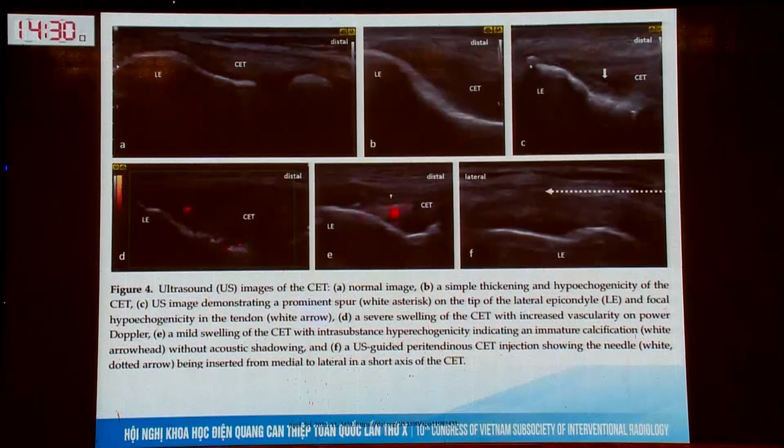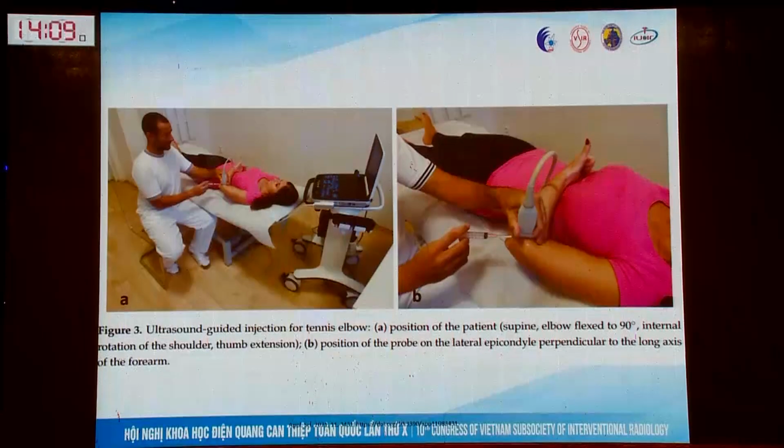And this is a severe thickening of the common extensor tendon with increased vascularity. And sometimes you can see calcification within the common extensor tendon. And this is the picture of the site of the needle when you do injection for lateral epicondylitis. So this is the position of the lateral epicondylitis injection.